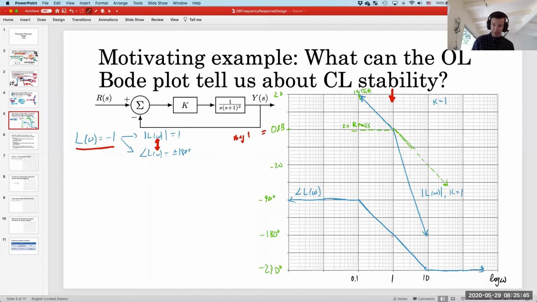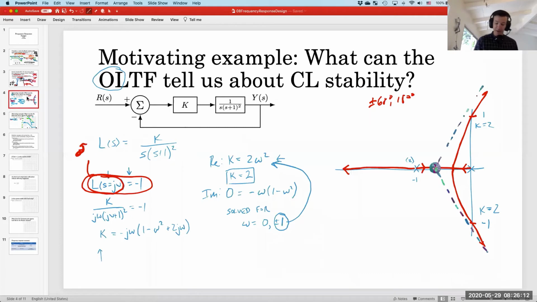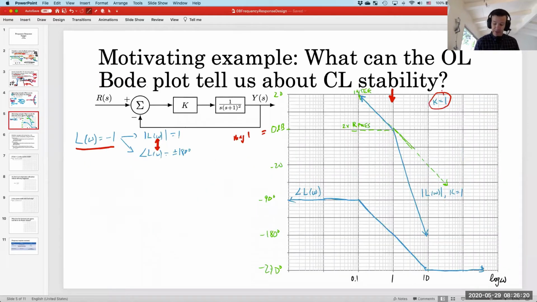Okay, so let me point out the problem here. There is a frequency. It happens to be 1 radian per second in this example. There is a frequency where the Bode plot of the open loop transfer function tells us that the magnitude of the open loop transfer function is 1 and the phase is 180. Those two things together, those two facts, suggest that this system is marginally stable. But if we go back here, this diagram suggests that when k is 2, we're marginally stable. This diagram was created assuming k was 1. So, which one is lying to you? That's the question.